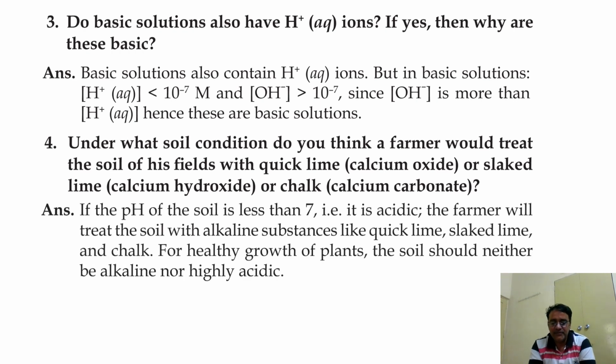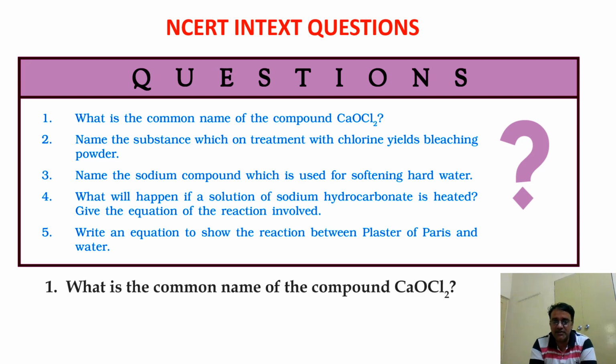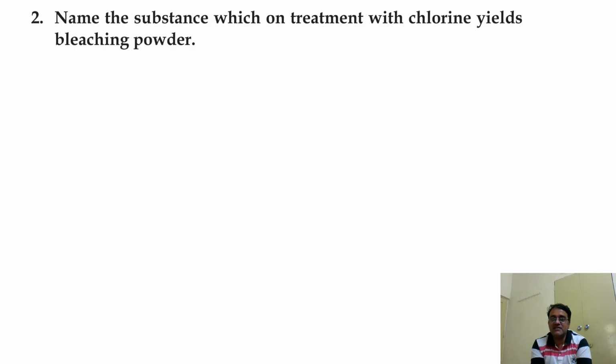You can refer to it. Now we are moving towards page number 33. 5 questions are there. So this is the last in-text question. Then after that we will start the exercise questions. So first question, what is the common name of the calcium compound CaOCl2, calcium oxychloride? This is nothing but bleaching powder. Next question, name the substance which on treatment with chlorine yields bleaching powder. Dry slaked lime. Third question, name the sodium compound which is used for softening hard water. Washing soda.